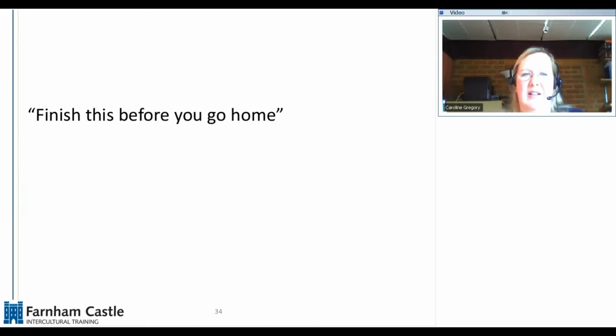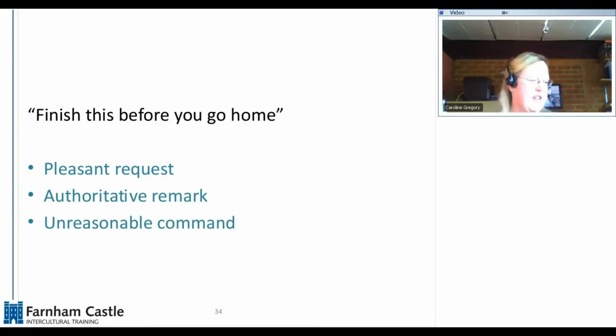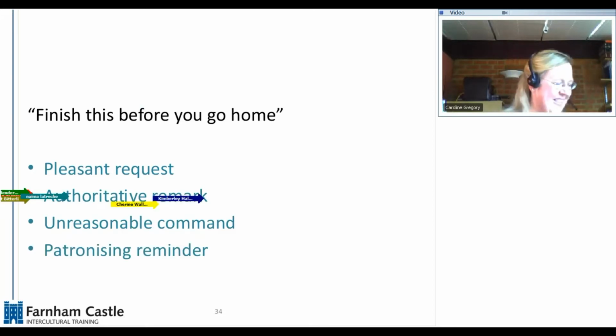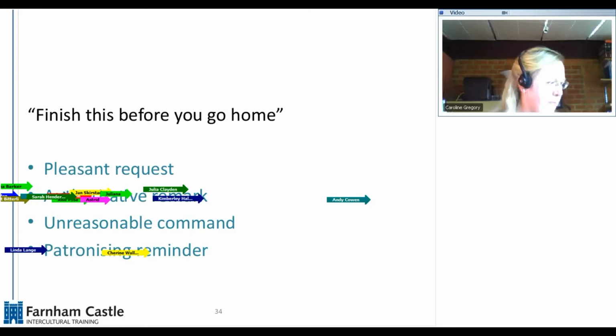And we're all coming. There's a lot coming into authoritative. Okay, and again, I would say that depending on who says it and so on, it could be any of those. The difficulty is that if the person saying it means it as a pleasant request and it's interpreted as one of the others, or take any other combination of that.